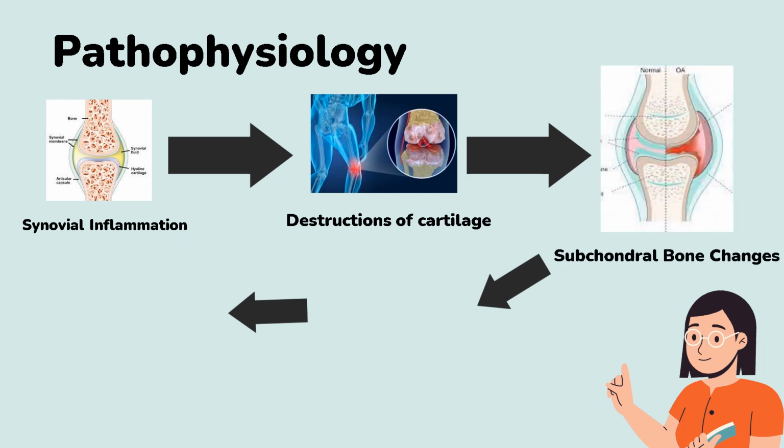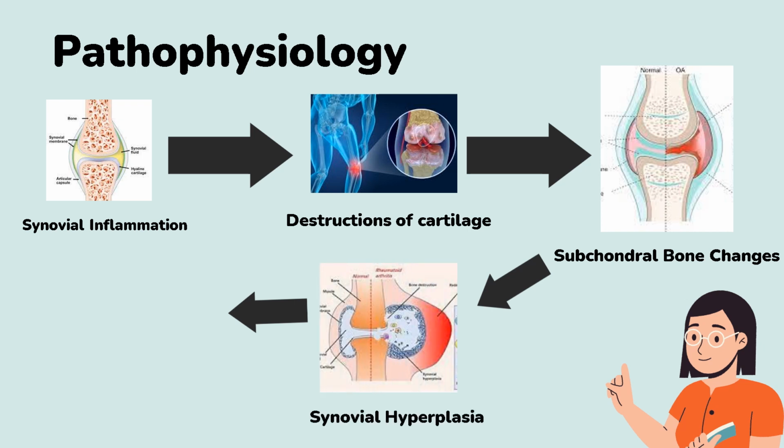For the third step, subchondral bone changes refer to alterations that occur in the bone just beneath the cartilage surface of a joint. This area is known as the subchondral bone and plays a crucial role in joint health and function. Subchondral bone changes are commonly associated with degenerative joint diseases such as osteoarthritis, but they can also occur due to other conditions or injuries affecting the joint.